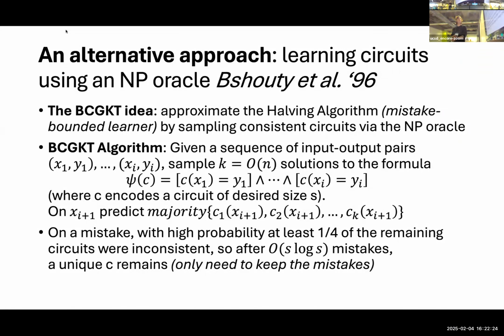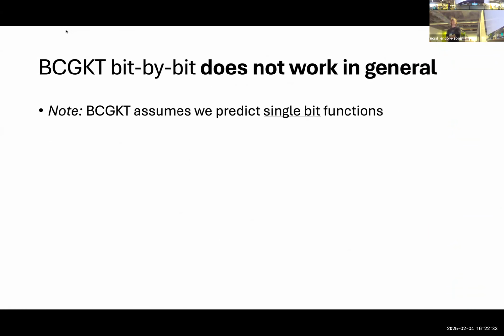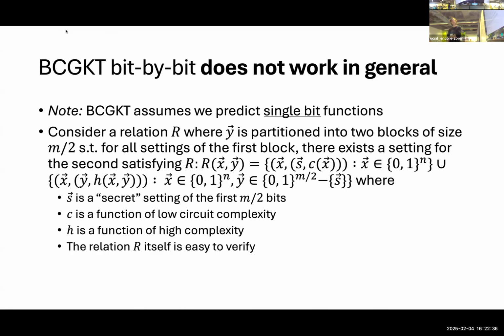Okay, so Bashudi and friends assumed that we were doing single bit functions. And if I want to extend it to multiple bit functions, I run into a small problem, at least if I do it in a naive way. So I could consider a relation that maybe is easy to verify where the existential player has these two blocks. For a secret setting of the first block, the second block can be answered by a simple function. But for every other setting of the first block, he has to compute a hard function.